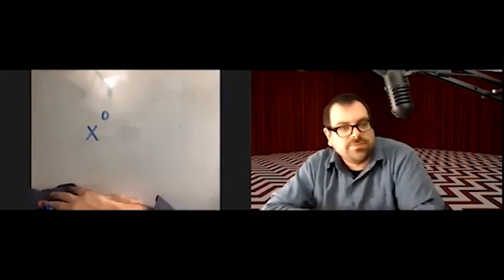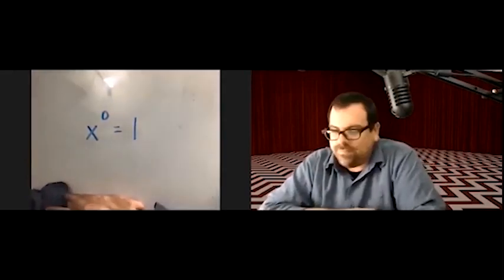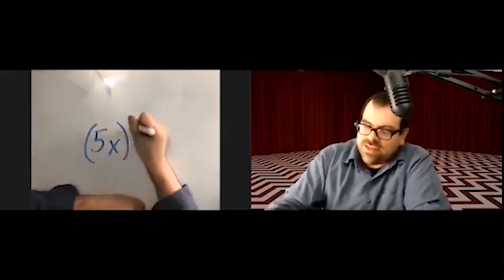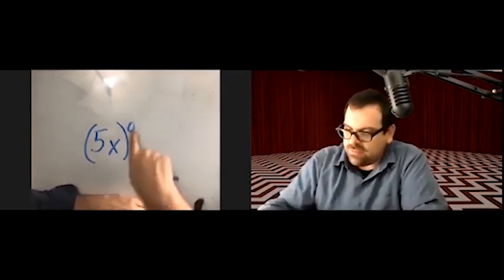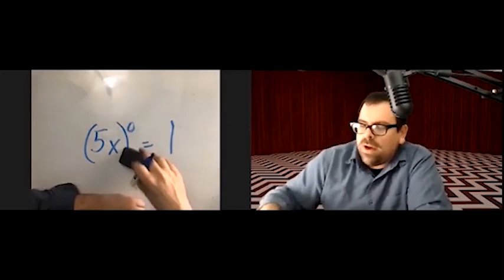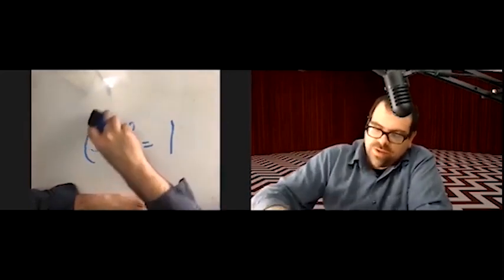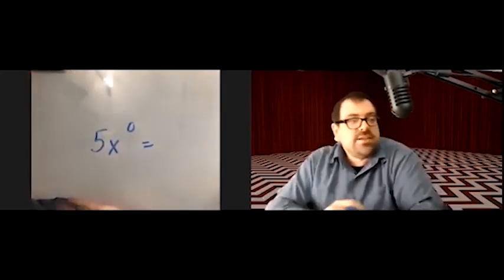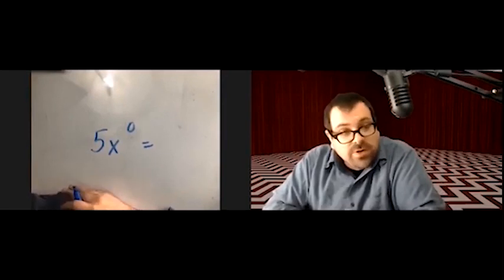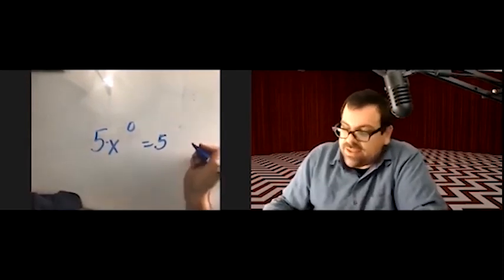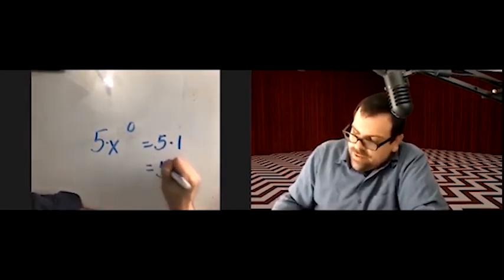What's x to the 0? 1. What's 5x in parentheses to the 0? Well, this is something to the 0 power. So it's 1. What about without parentheses, though? This is where things get weird when we don't have parentheses around the whole base. 5x to the 0 without parentheses. The exponent goes first. The exponent is only attached to the x. So this is 5 times x to the 0, which is 5 times 1, which is 5.